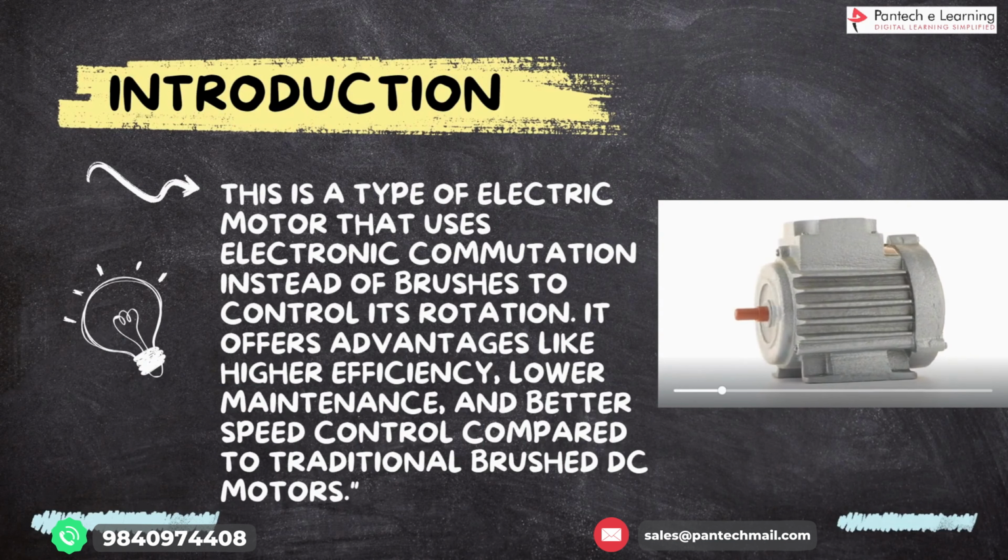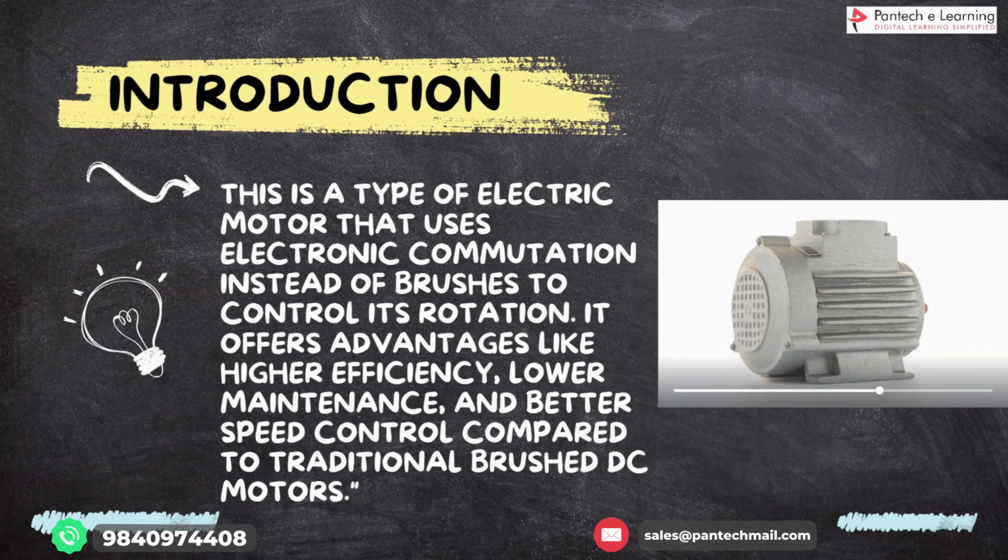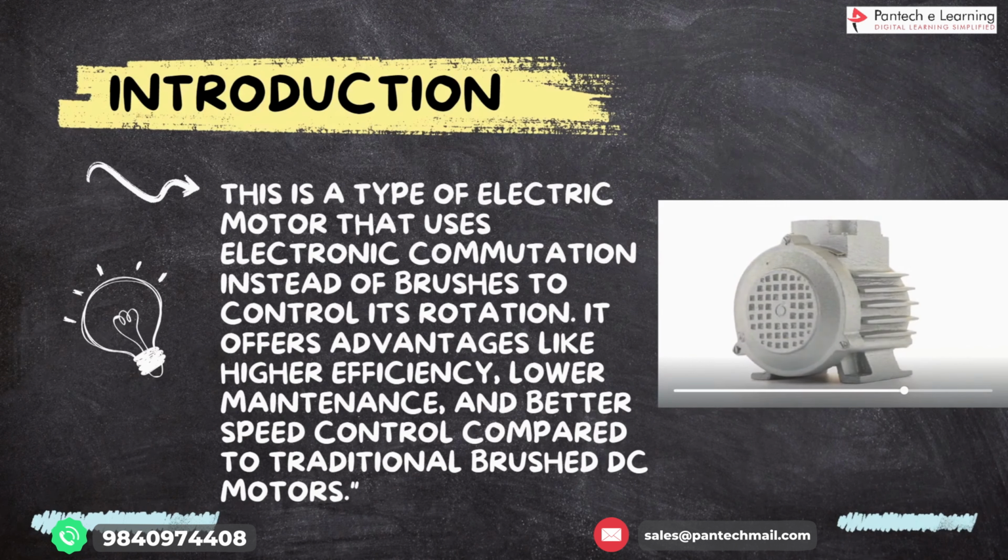So first of all, what is a brushless DC motor? Basically, a brushless DC motor is also known as one kind of electronically commutated motor, a type of motor that operates using direct current, but it does not use brushes and commutators like the traditional DC motor. Instead, it employs electronic control to manage the commutation of the motor phases, which makes it more efficient, reliable, and also maintenance free compared to brushed DC motors.